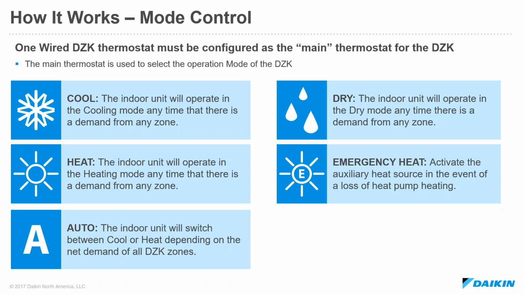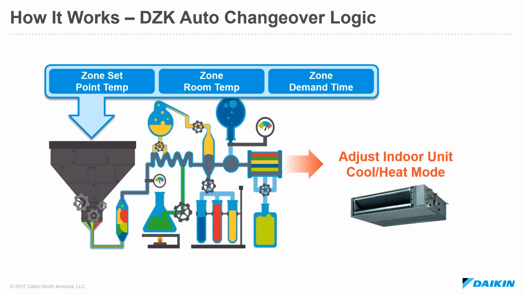So that main thermostat can be used to choose either cooling, heating, the auto mode, dry, or emergency heat operation. Just keep in mind that the main thermostat chooses the mode of operation. There's a little bit of complexity if you use multiple DZKs on a heat pump VRV system. Ultimately, one of those indoor units still has to be designated as the master of the heat pump system. But for the purposes of today's presentation, I'm really looking just at how that DZK is controlling the indoor unit mode of operation, and that's done via the main thermostat of the DZK.